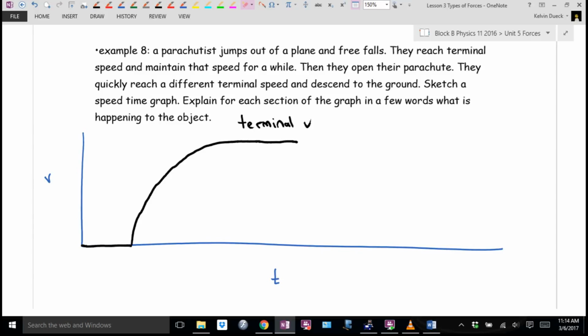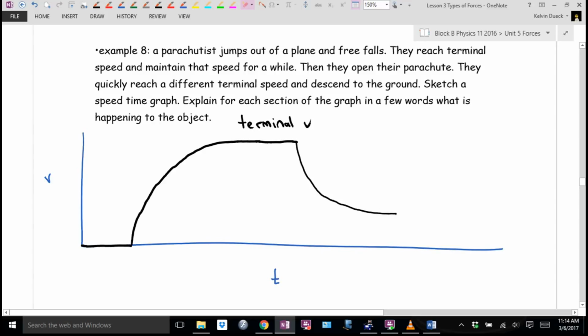Okay. I think it's going to look kinda, I got to think about this here. I think kinda something like that. I think. Maximum air resistance, maximum slope right away. Minimum air resistance.